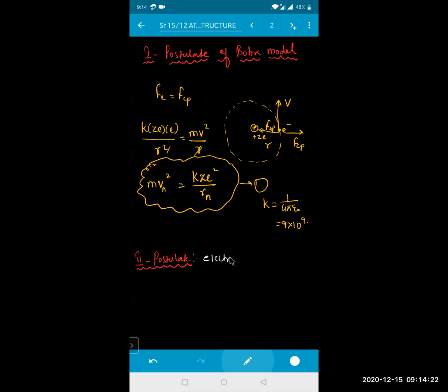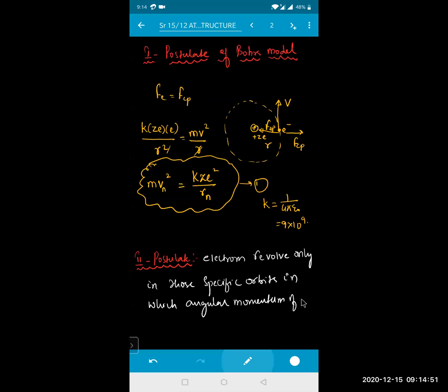Electrons revolve only in those specific orbits in which angular momentum is conserved. Angular momentum of the electron is quantized.